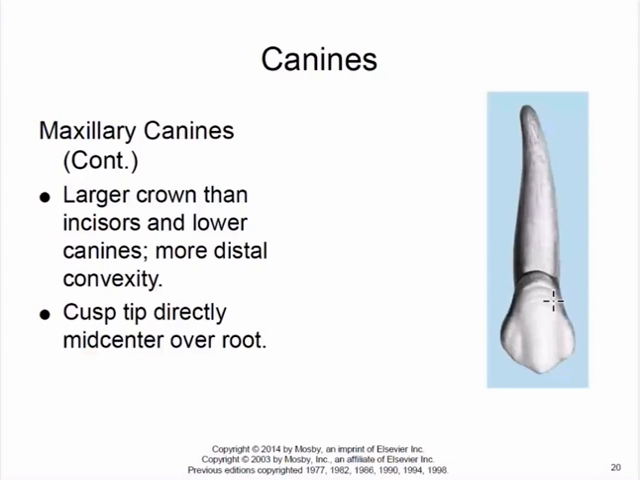A distal concavity here in the canine, compared with the proximal premolar tooth, the first premolar. We know also that the root tips distally. The cusp tip of the canine is directly in the center over the root. How do you know right from left?